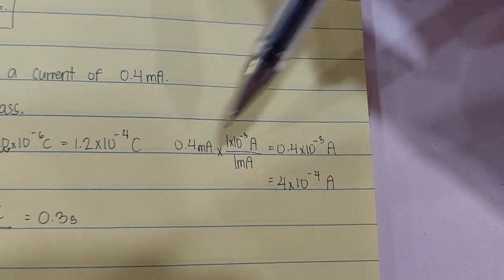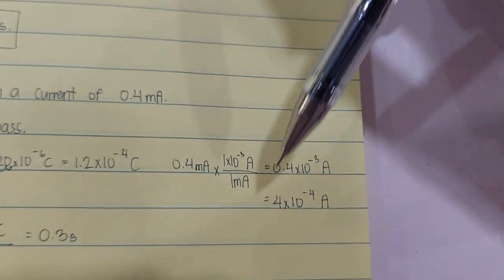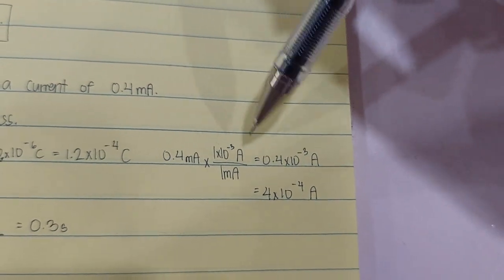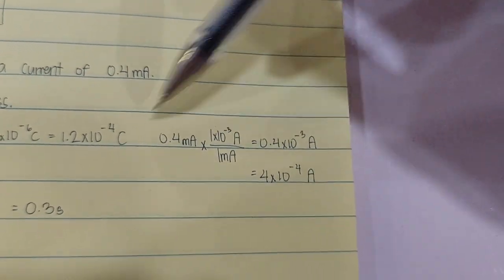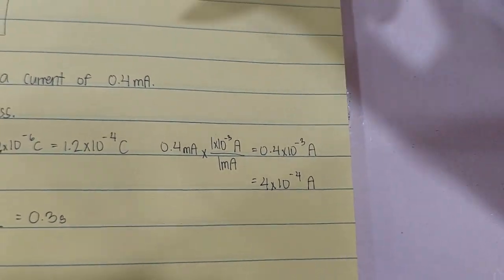Same thing for the milliamperes. We have to convert milliamperes into normal amperes. In 1 milliampere, there are 1 times 10 to the power of negative 3 amperes. Put that in your calculator and you'll end up with 0.4 times 10 to the power of negative 4 amperes.